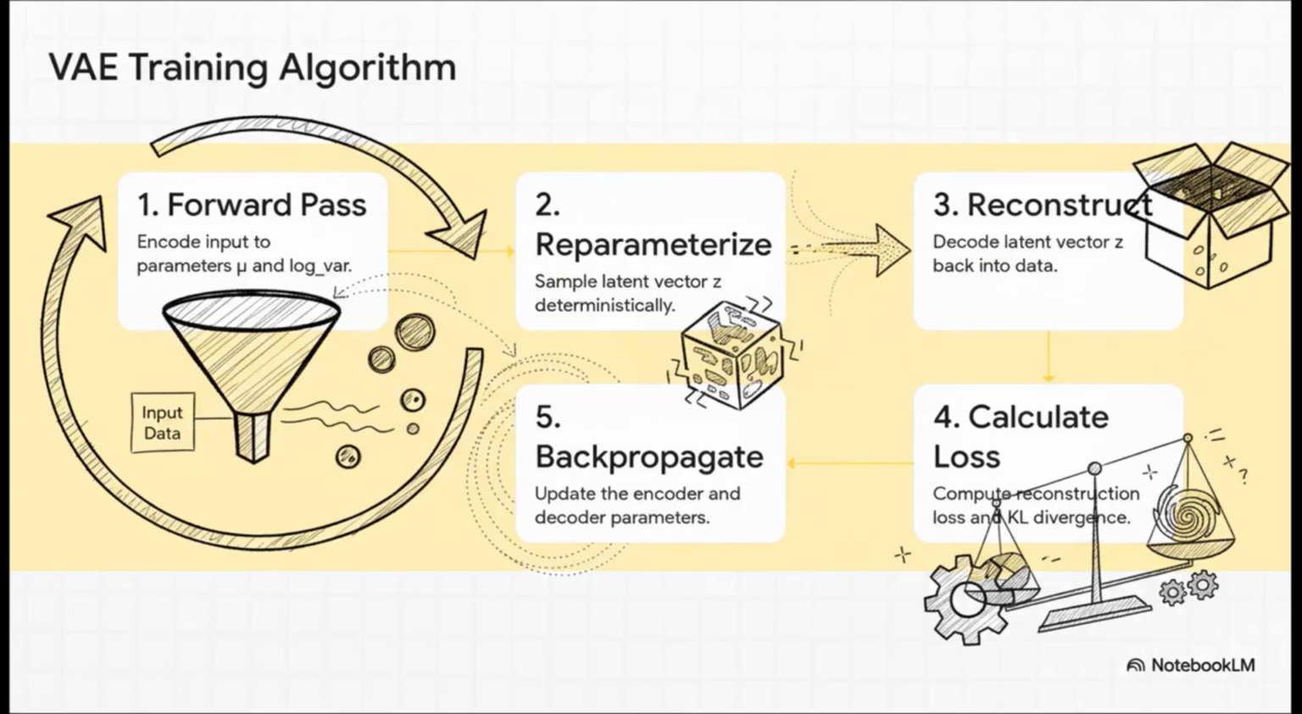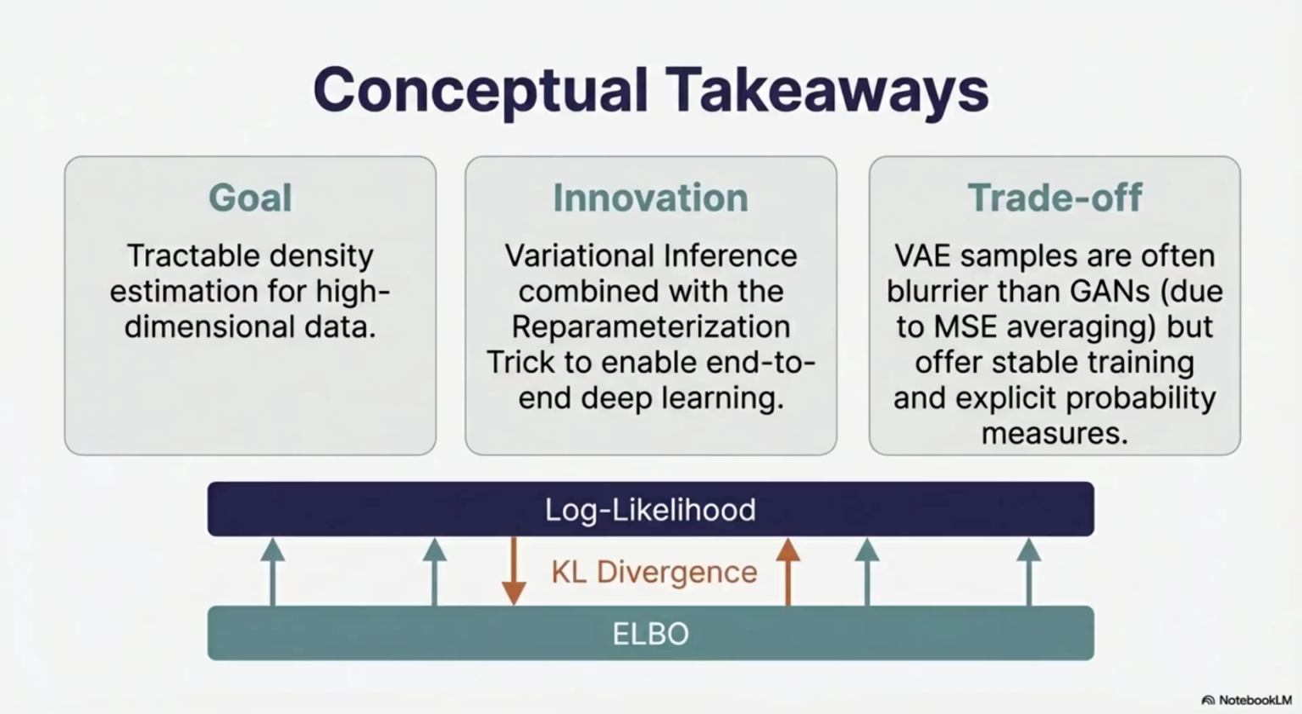So the entire training process really boils down to this simple 5-step loop. An image goes in, we use the reparameterization trick to get a point on our map, we reconstruct the image, we calculate how well we did based on that balancing act, and then we update the network. And it just does this over and over and over again, millions of times, getting a little smarter with every single cycle. So let's zoom out.